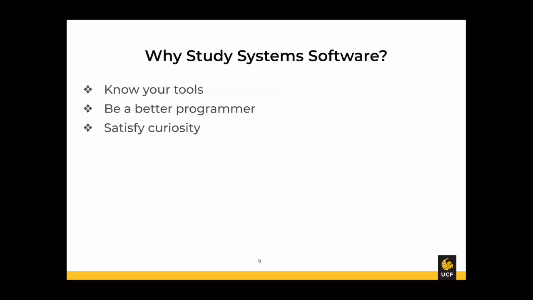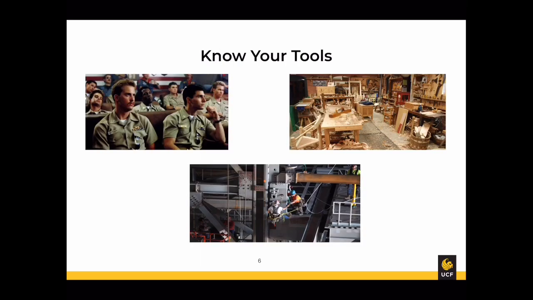The utility of studying system software is that you know your tools better, become a better programmer, and satisfy curiosity about how our machines work. So in any engineering or technical discipline, knowing your tools is incredibly important. So take pilots, for instance. Pilots spend hours and hours of time in the classroom just learning physics and aerodynamics so that they can understand how their tool, the airplane, reacts in the real world.